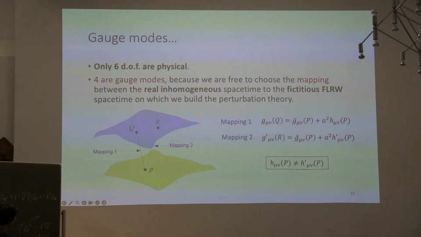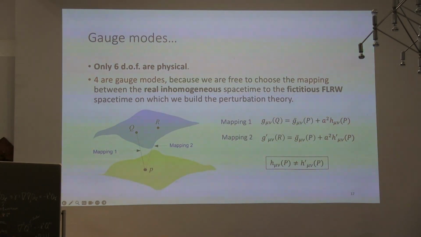So I have a freedom to choose whether I want to map the point Q to the point P, okay? If I did that, then this is mapping one, and I would identify Q with P so that I'll have the background metric at the point P, and the perturbations will be defined at the point P as well. But there's nothing to stop me from choosing a different mapping. I could also choose mapping two, okay? So I map R to P, okay? And when I do that, what I would find is that the perturbations would be different, okay? So depending on how I choose the mapping, I could end up with totally different perturbations.